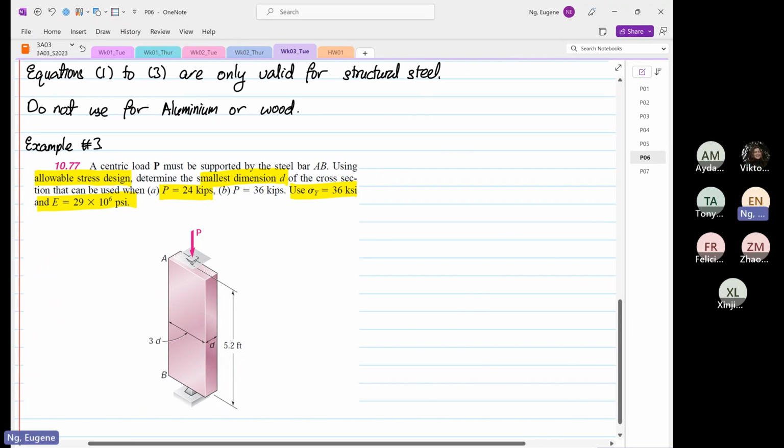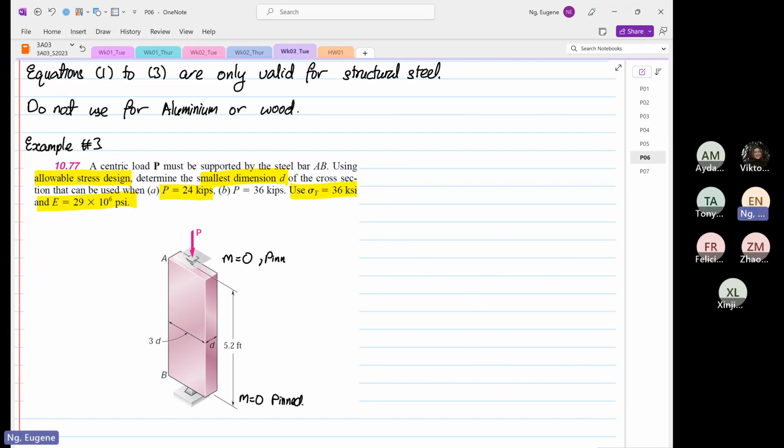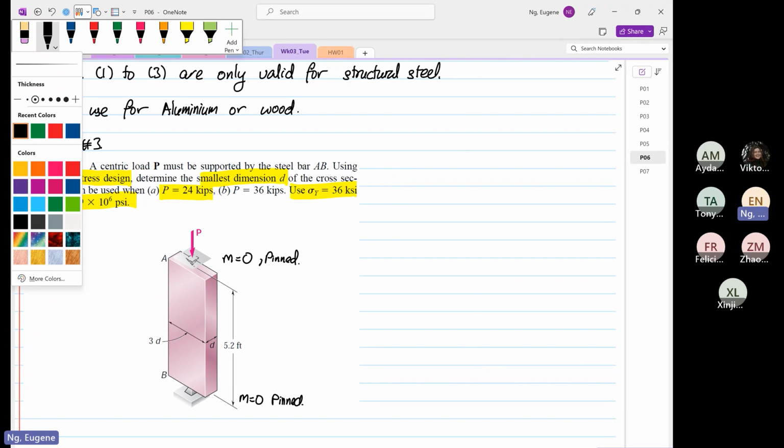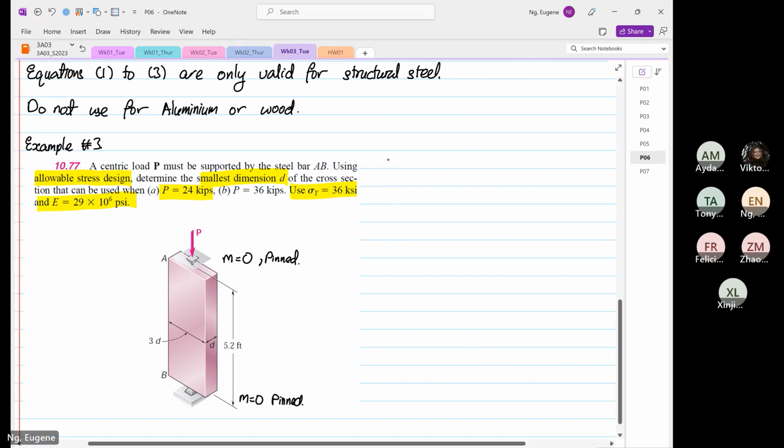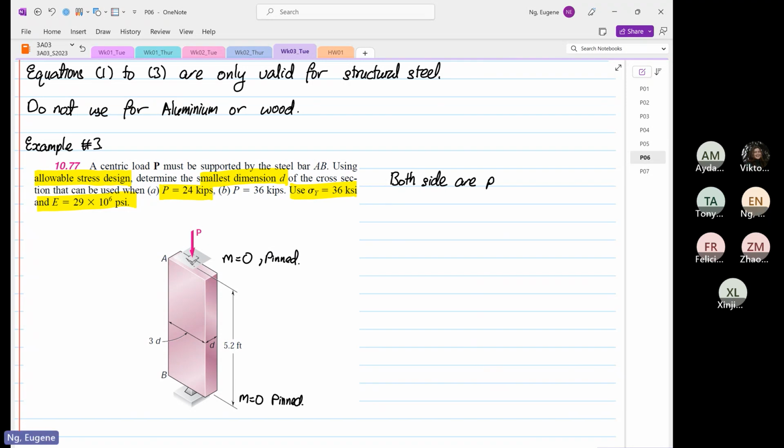By looking at this, you see the top and the bottom are pinned, so it's just a single point. The resistance moment at the top is equal to 0, and the resistance moment at the bottom is equal to 0. As long as the moment is equal to 0, it is pinned. So both sides are pinned, therefore LE is equal to L, which is equal to 5.2 feet.